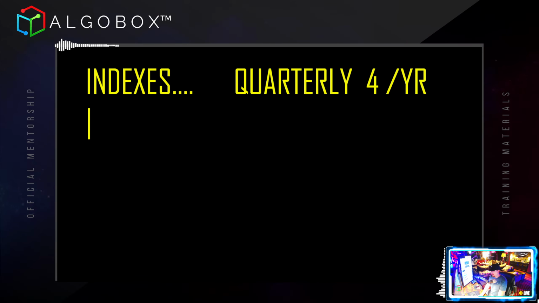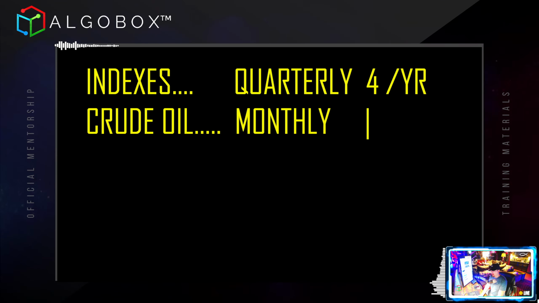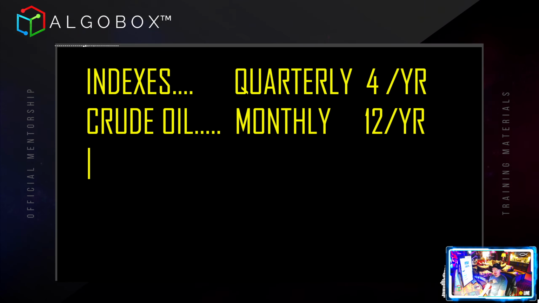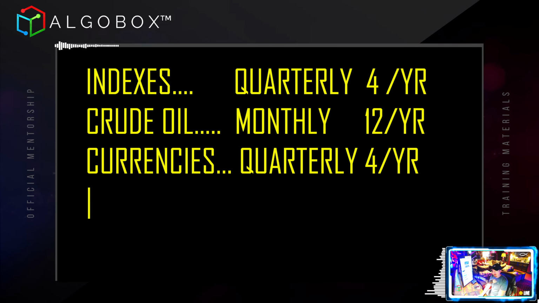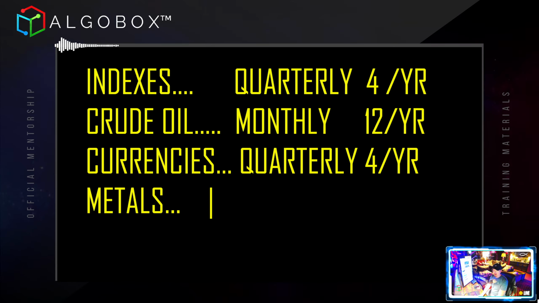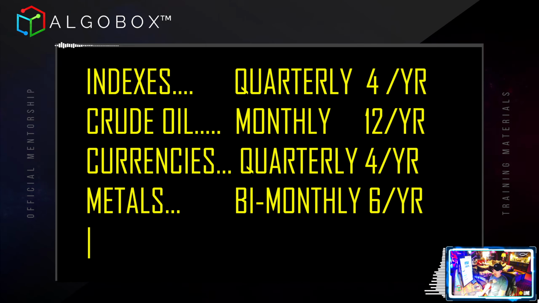Now let's talk about crude oil real quick. That's a different animal. Crude oil is once a month. So, monthly, and it's going to be 12 times a year. You've got to switch this guy out all the time. Let's talk about currencies. This is also quarterly, 4 times a year. And metals. Metals is a little weird. This is bi-monthly, 6 times a year. So every 2 months on the metals. What's an example of a metal? That's going to be gold, silver, like that.